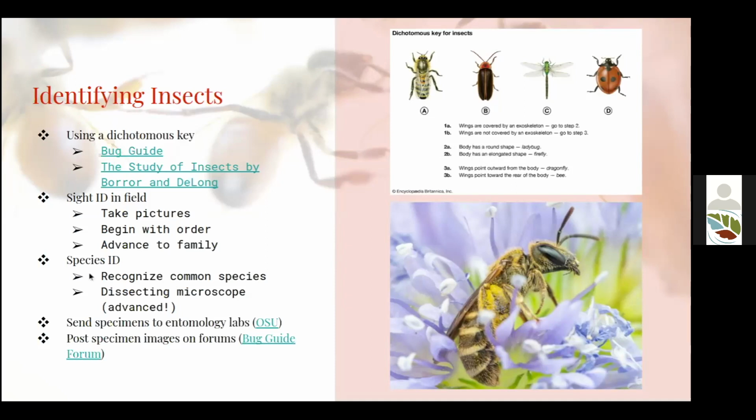Bug Guide is a really great online dichotomous key that has pictures. They also have forums where you can post pictures and ask the community what they think you have, especially if you've narrowed it down a little bit, even if you're like, I know it's a bee, but I'm not sure what kind. There will be people that can help you narrow it down a little bit.